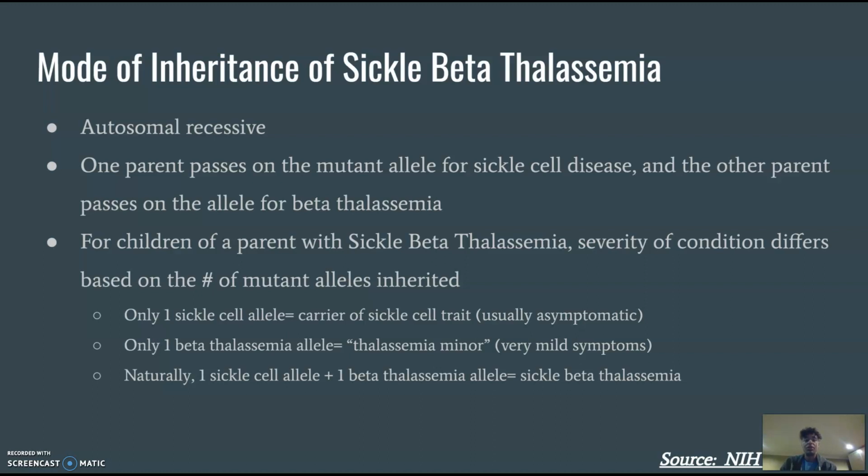But for children of a parent with this disease, severity of condition can differ. If you inherit one sickle cell allele, you're called a carrier of sickle cell trait. You're generally going to be asymptomatic, and very rarely would you show symptoms. If you have only one beta thalassemia allele, this causes a disease called thalassemia minor, which has very mild symptoms. You may have mild anemia, mild problems due to slightly lower hemoglobin production, but you will live a normal lifespan. And so naturally, one sickle cell allele plus one beta thalassemia allele gives you sickle beta thalassemia.